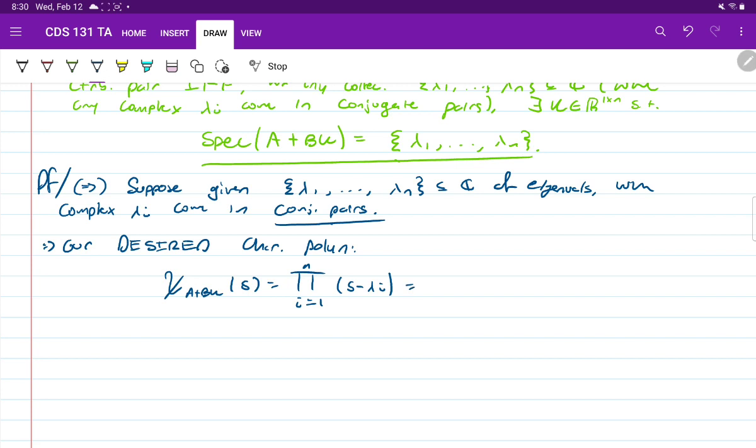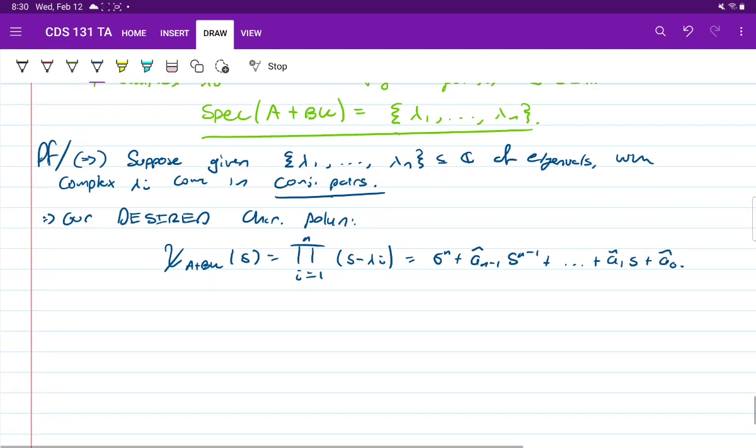Okay? So for convenience, if we multiply this product out, we'll find that our characteristic polynomial is of the form s^n plus a_(n-1) hat s^(n-1) plus ... plus a_1 hat s plus a_0 hat. Okay, so how do we actually work out what each of these gains needs to be in order to achieve this desired characteristic polynomial? What are we going to do?